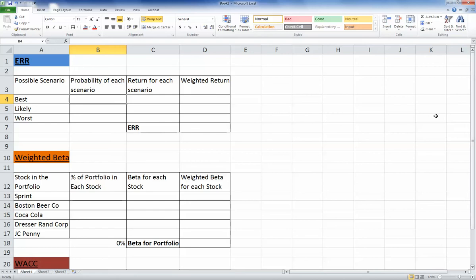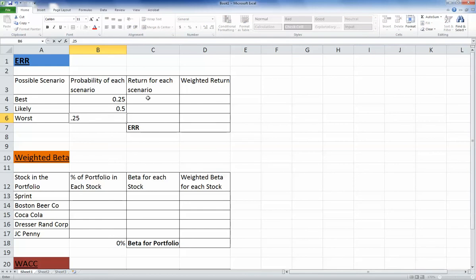Okay. So for expected rate of return, we have our three possible scenarios. The best scenario, the most likely, and the worst. And we also have the probability for each scenario. And the probability will be given on the test. So let's say for our best scenario, we have a probability of occurring at 25%. Okay. And the most likely will be 50%, and worst will be 25.